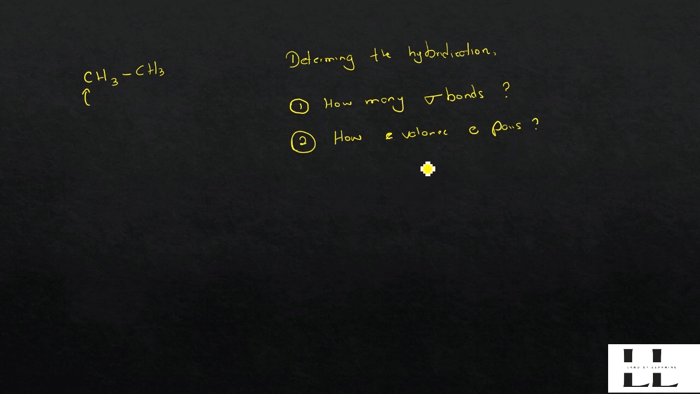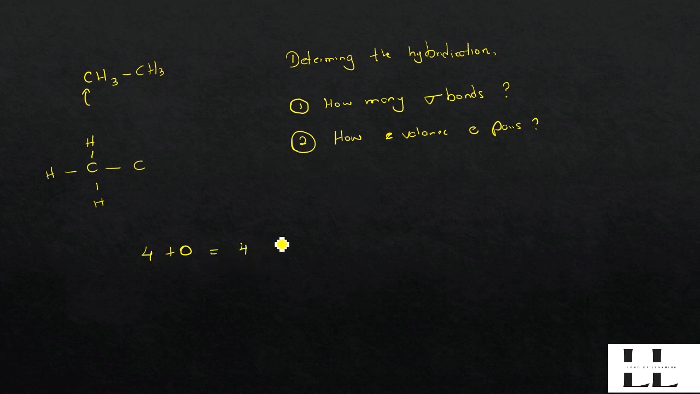How many valence electron pairs? So let's go around this. In this case, this is hydrogen, hydrogen, hydrogen, and here carbon. First thing, how many sigma bonds? There are 4 sigma bonds. How many valence electron pairs? There are none. So the total we have is 4.